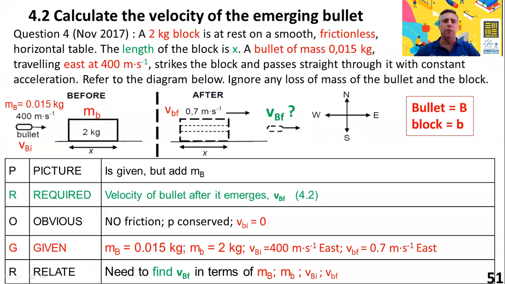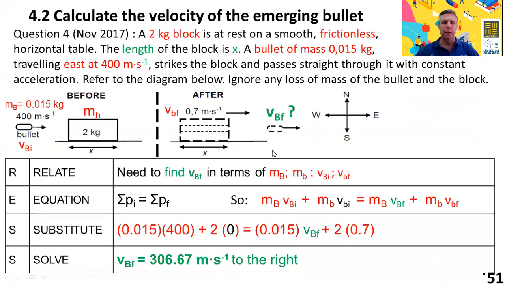You might be finding it a bit difficult to keep track of all the masses and velocities. That's why a before and after diagram is often very useful for this. So continuing with progress, we need to relate v_Bf, the final velocity of the bullet, to those 4 quantities that we know. And the equation is simply that momentum is conserved. So the sum of all the initial momenta is equal to the sum of the final momenta.